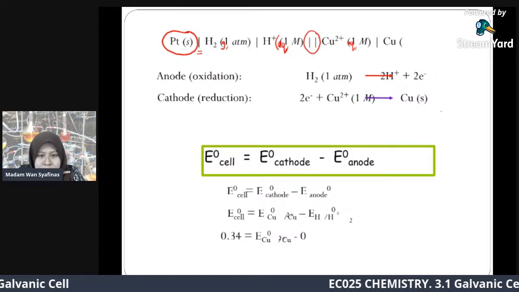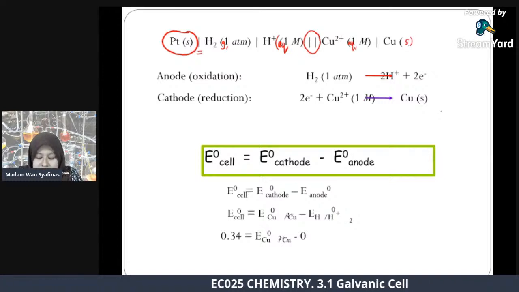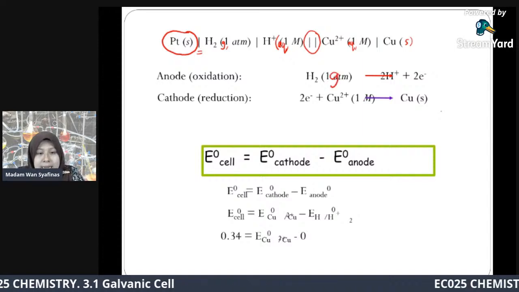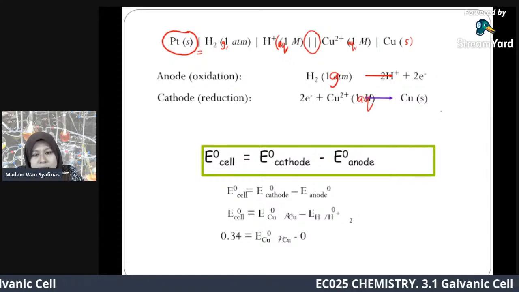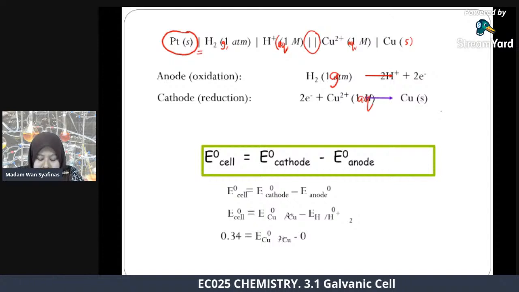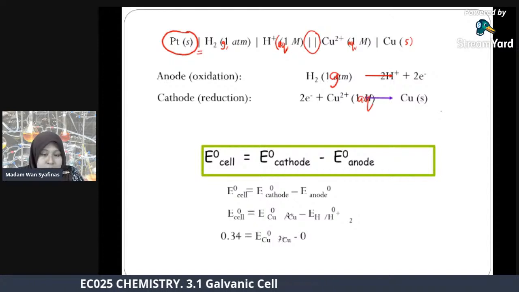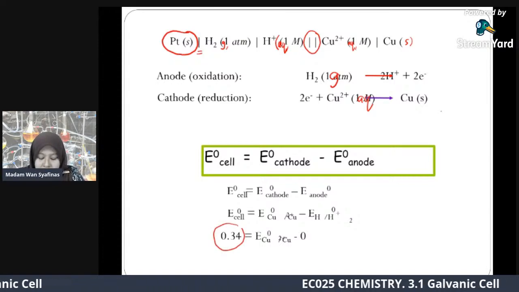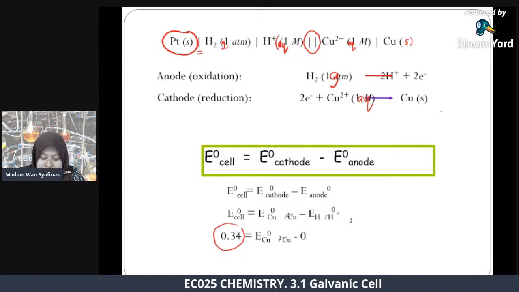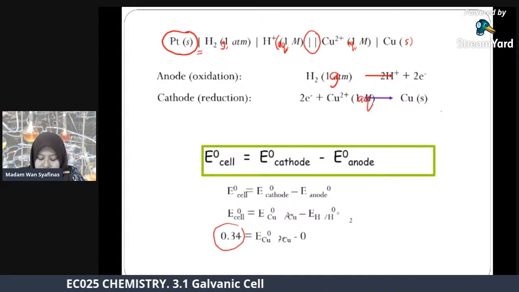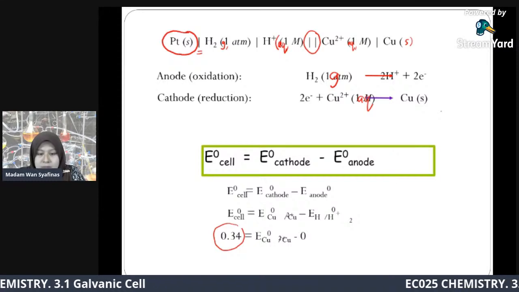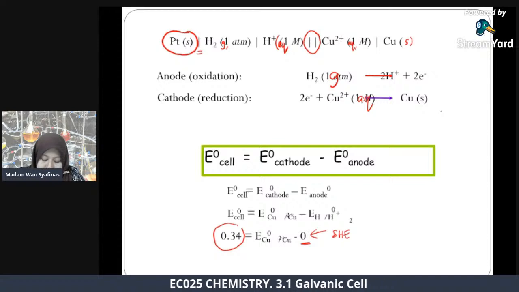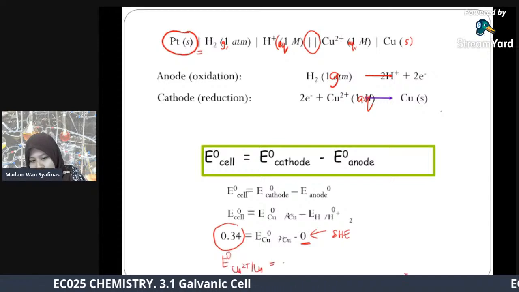Okay, so yang ni cell notation. Daripada cell notation, kita write half cell macam tadilah. Yang ni gas, yang ni aqueous. Daripada sini kita nak calculate E naught cell dia. Kita guna E naught cathode minus E naught anode. Masukkan nilai dia. 0.34 is the cell voltage, maksudnya yang kita dapat daripada voltmeter tu 0.34 sama dengan E naught copper, yang nak cari tu. Tolak dengan kosong, kosong adalah nilai untuk SHE. Dapatlah E naught copper 2 plus sama dengan positif 0.34 volt.